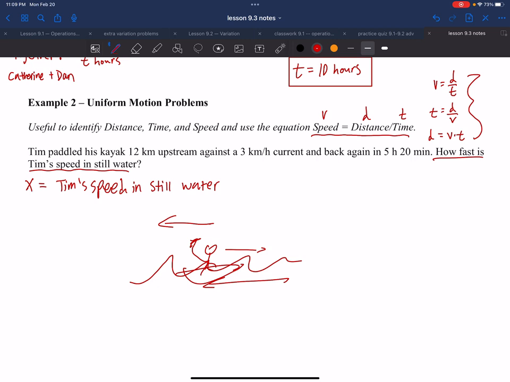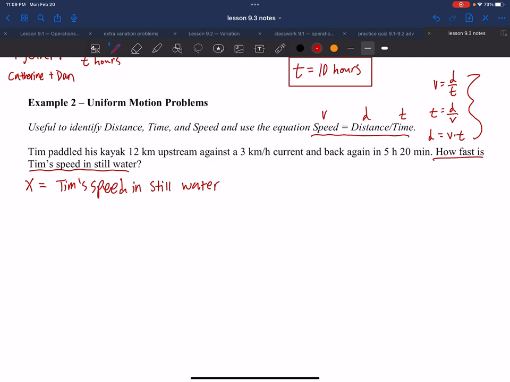And what we're asked to find is Tim's speed in still water, meaning if the current didn't exist, if there was no push or flow from the current, either pushing against or with him, how fast would he be paddling? Okay. So that's what we're looking for. Now, what other information do I have?